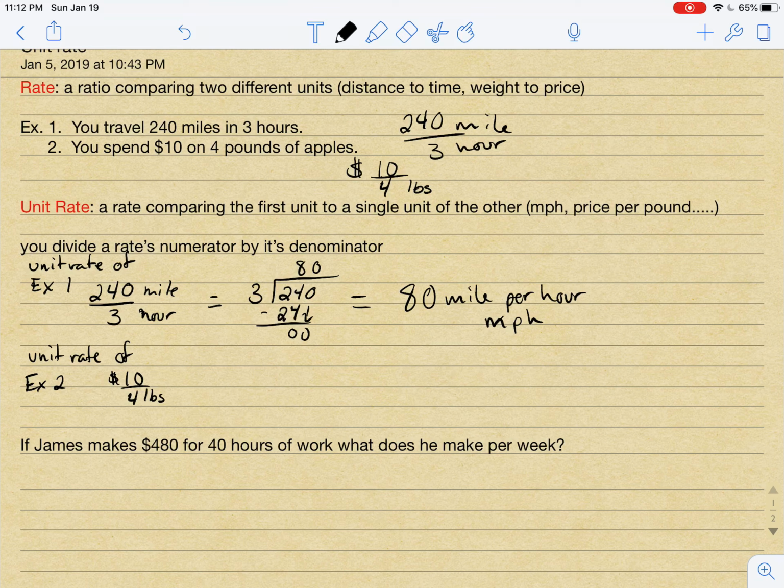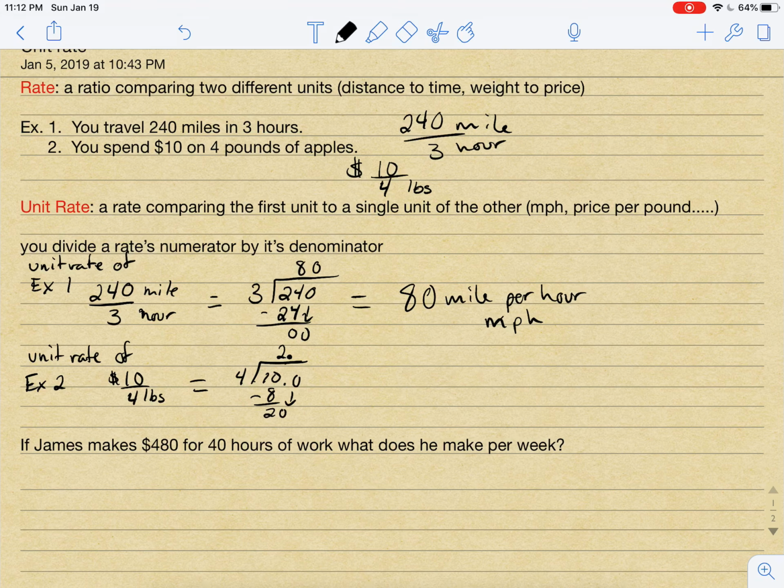Okay, the next one, for $10 you get 4 pounds of apples. So we want to know what we're paying per pound. So that's going to equal 10 divided by 4. So 4 can go into 10 twice, giving us 8. Notice I bring up my decimal before I bring down the 0.